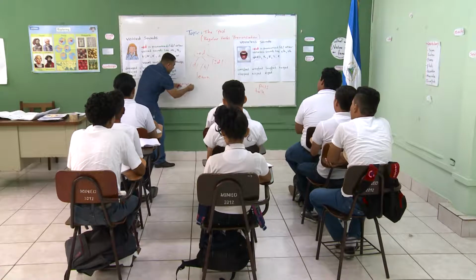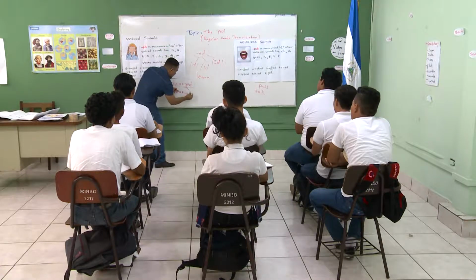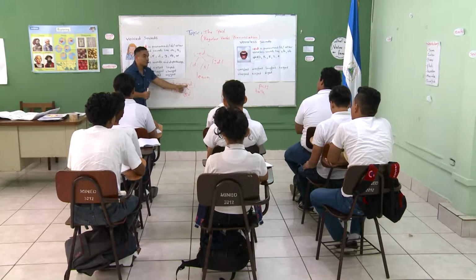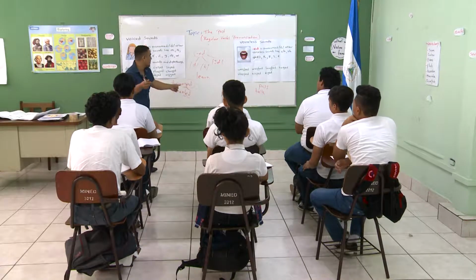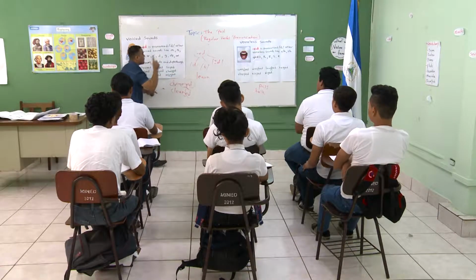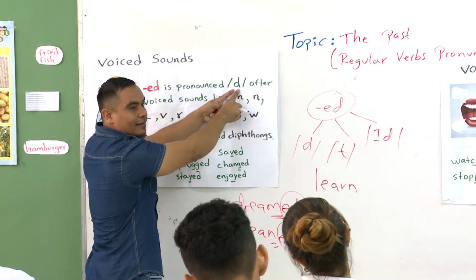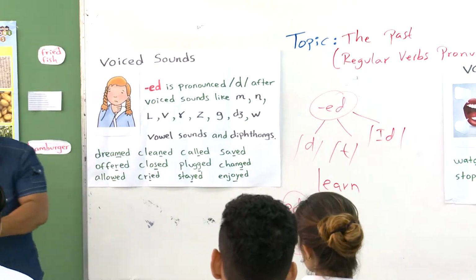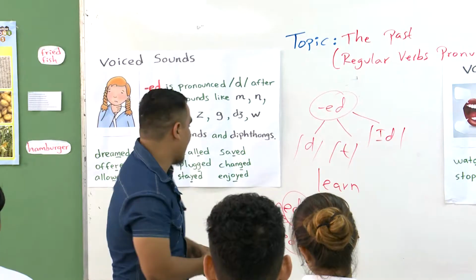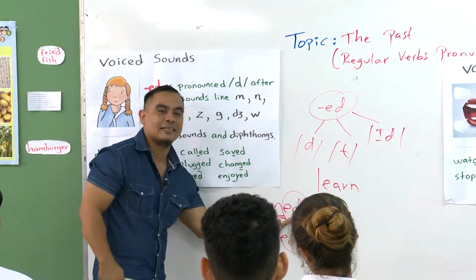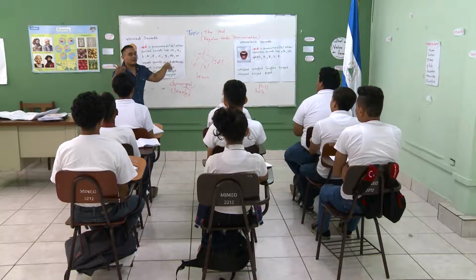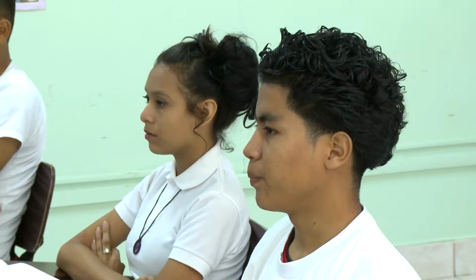When I put the past, because they are regular forms, when I say the past, this ED has to sound like what? Like D. Okay, let's try it. Everybody say dreamed. Dreamed. Come on, say louder. Dreamed.